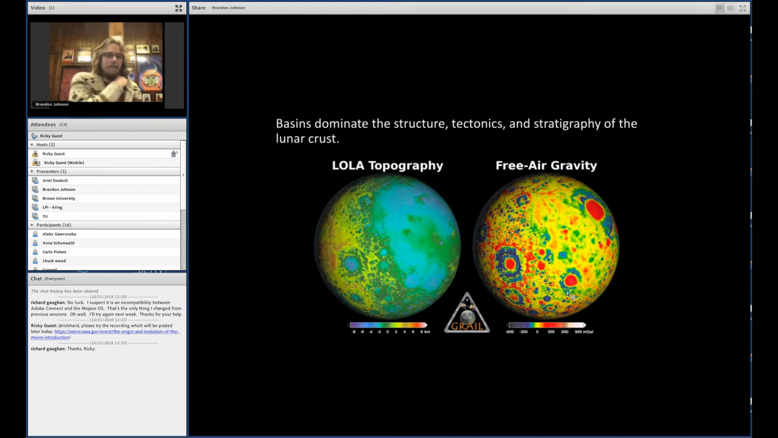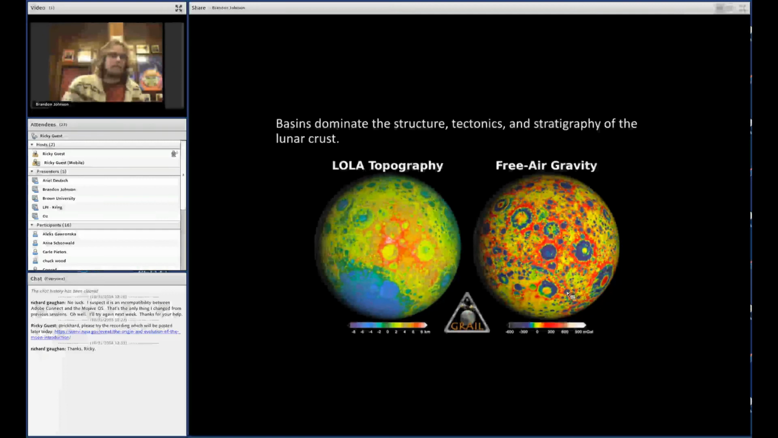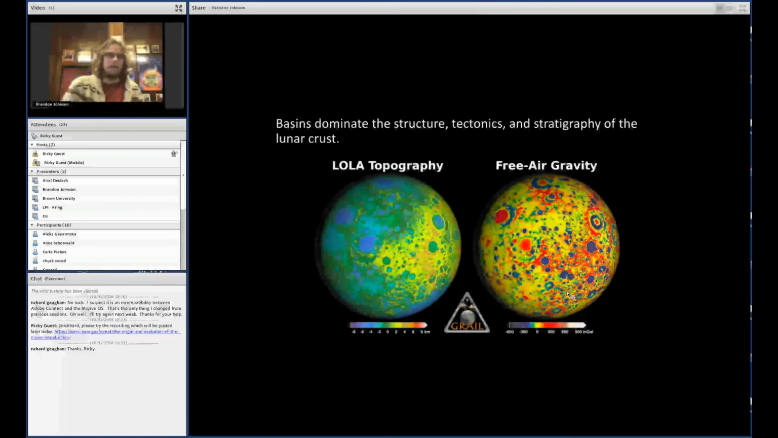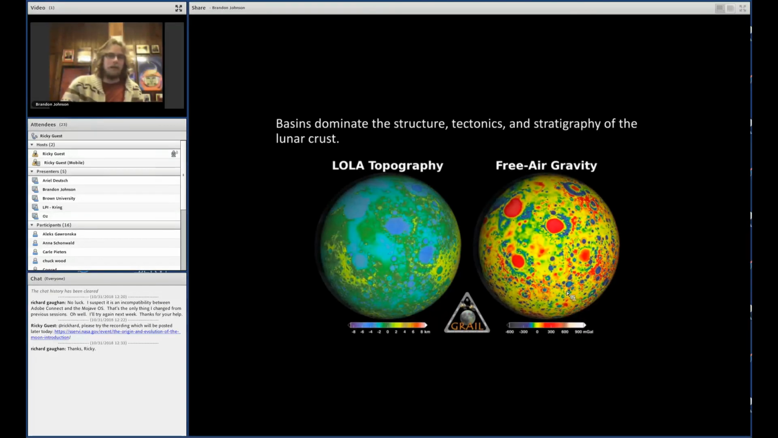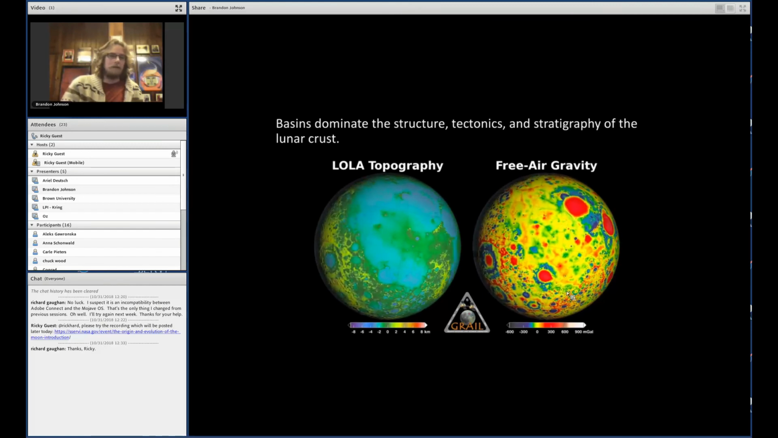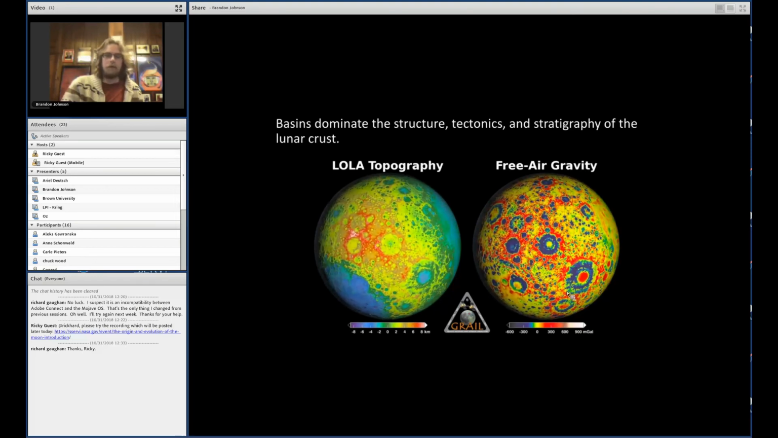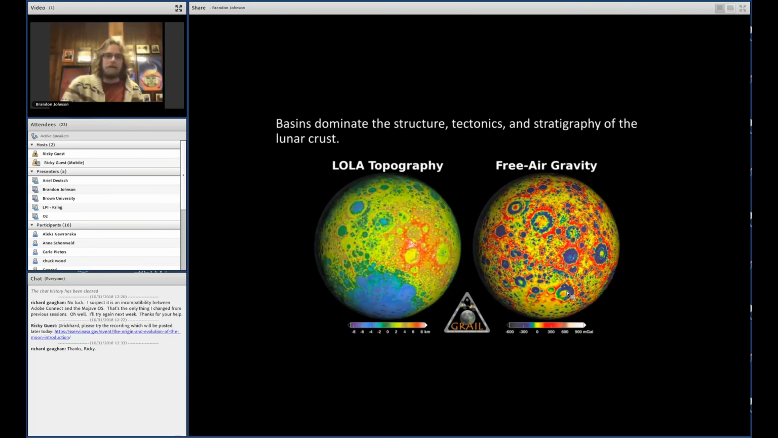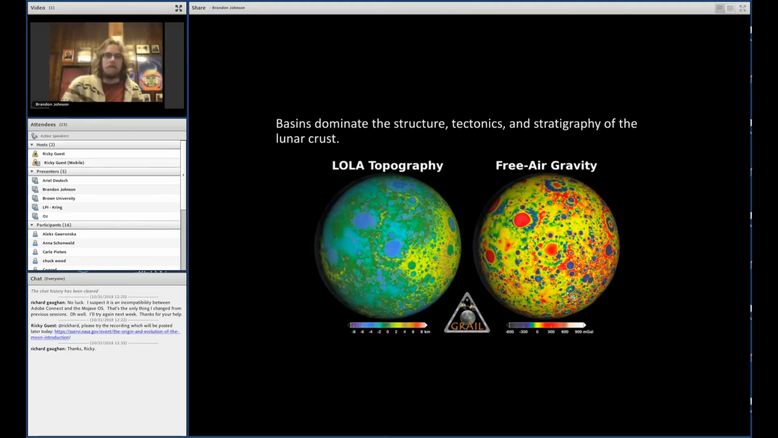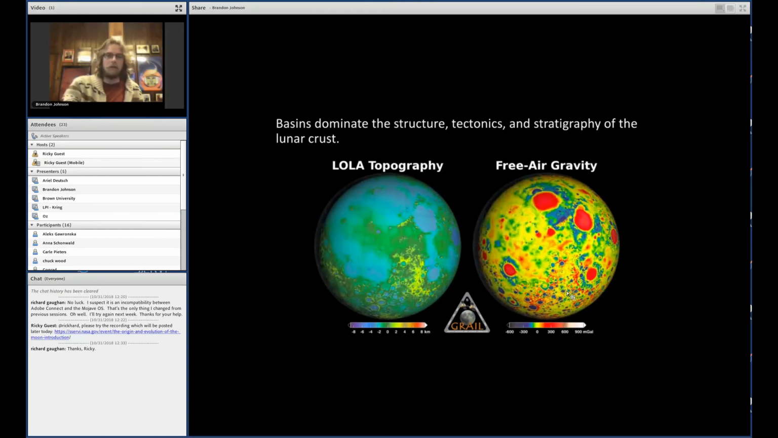Okay, so understanding basin formation, as I'm sure you've already gotten from this class, but I'll say it again. Basins dominate the structure, tectonics, and stratigraphy of the lunar crust. So on the left here, we have LOLA topography, and on the right we have GRAIL free-air gravity. Even in topography, it's no surprise we can see that the moon is covered in these large basins. But when you look at gravity, you can see that these basins are dominating the gravity of the moon as well, and that's telling us how they have really changed and redistributed crustal materials.